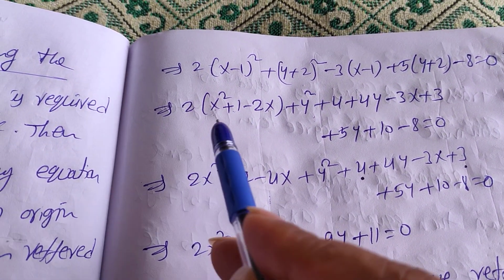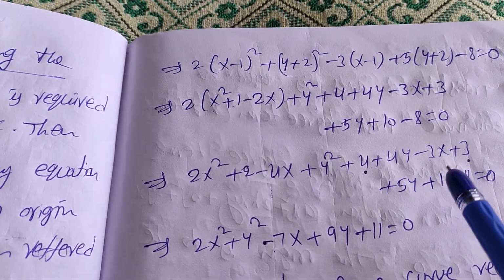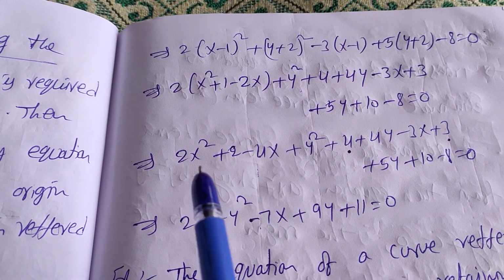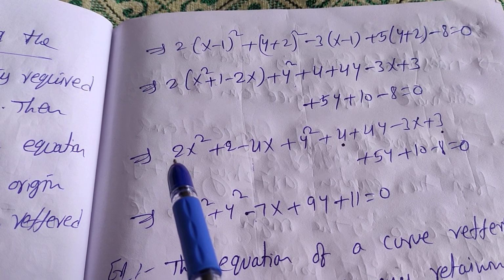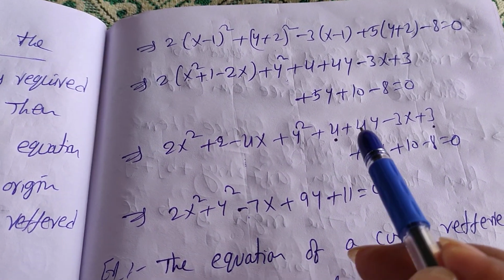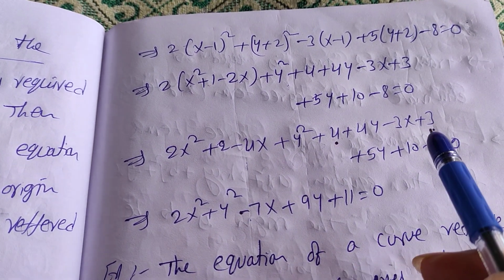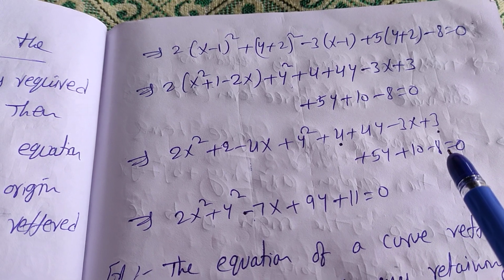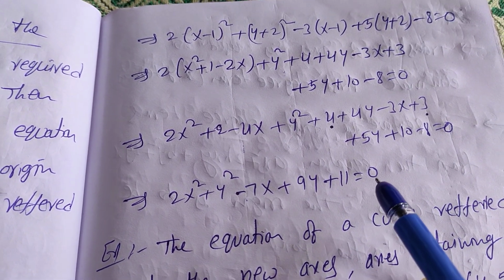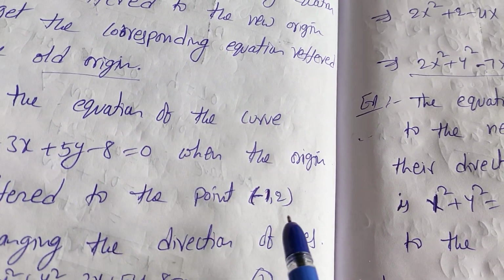If we expand this, 2x square plus 2 minus 4x plus y square plus 4 plus 4y minus 3x plus 3 plus 5y plus 10 minus 8 is equal to 0. Now write the separate terms: 2x square plus y square, minus 4x minus 3x is minus 7x, plus 4y plus 5y is 9y, 2 plus 4 is 6, 6 plus 3 is 9, 9 plus 10 is 19, 19 minus 8 is 11. So 2x square plus y square minus 7x plus 9y plus 11 is equal to 0. This is the transformed equation of the given equation when the origin is shifted to minus 1 comma 2.